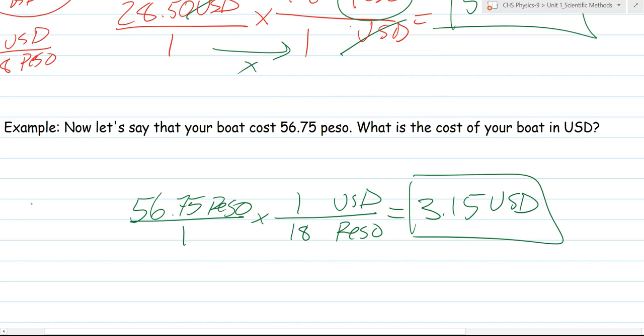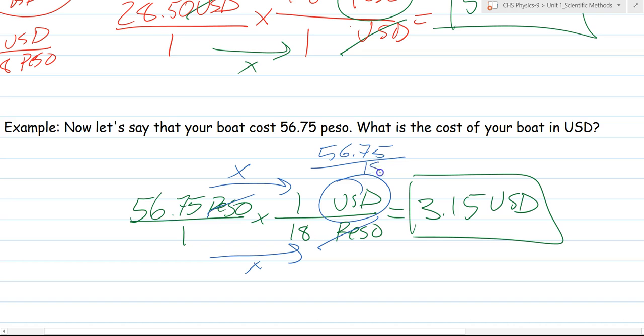All right, so I got $3.50 in US dollars as my answer. The way I got that was I started with my 56.75 peso. I put that over 1 as a reminder, and then I multiplied by the ratio 1 over 18 because I want to be able to cross out pesos, which I can, and I want to be left with US dollars. And so then I multiplied 56.75 times 1 and 1 times 18, and that ended up with 56.75 divided by 18, and that's how I got my answer over there.